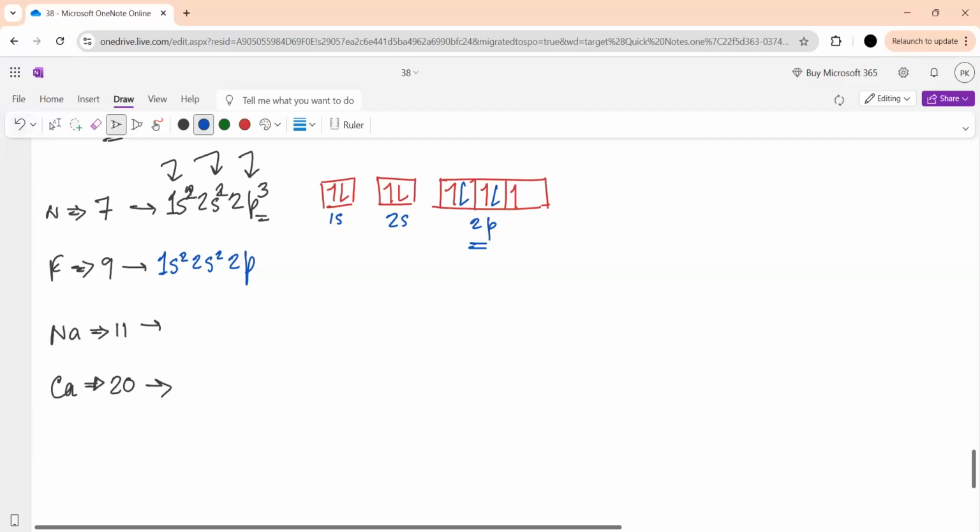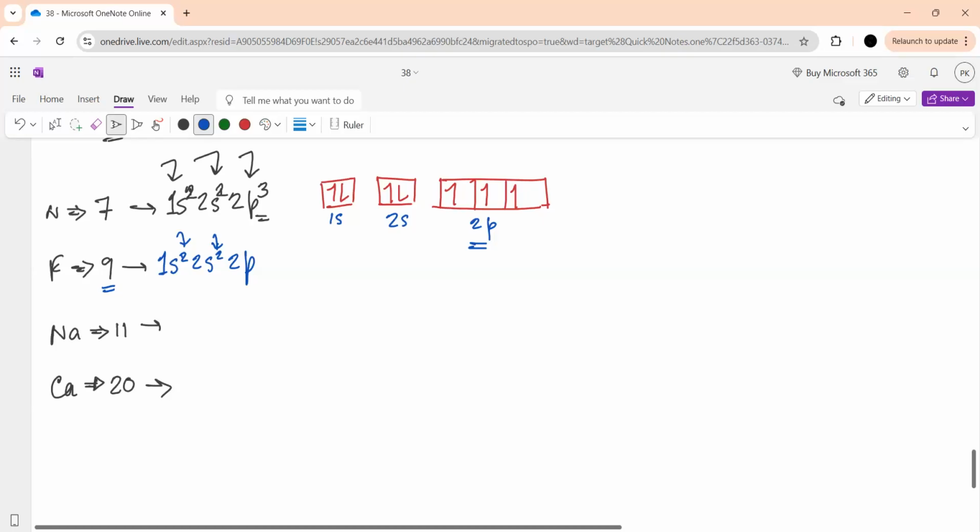So we have used 4 here, 1s2, 2s2. So 4 electrons we have used. How many electrons are left? Total was 9. So we have 2 here and 2 here. Then how many electrons are still left? We have used 4 and 5 are left, right?